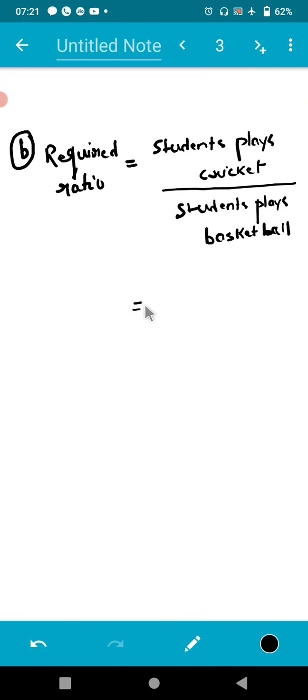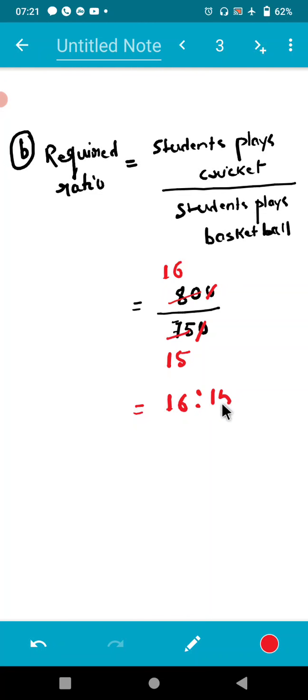Now, how many students play cricket? It is 800 and it is given in the question. And how many students play basketball? It is also given, and that is 750. Now let's reduce these two numbers. First of all, we'll reduce these two zeros. Now these two numbers can be reduced by 5. So it would be 16, 5 16s, and then this is 15. I guess 16 by 15 we cannot reduce further. So this would be our required answer: 16 is to 15.